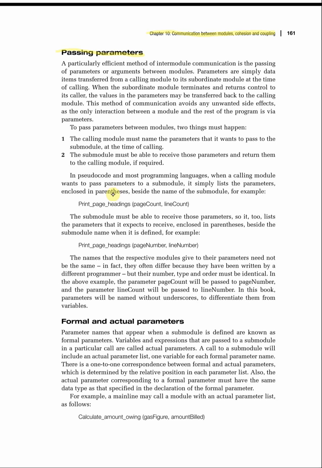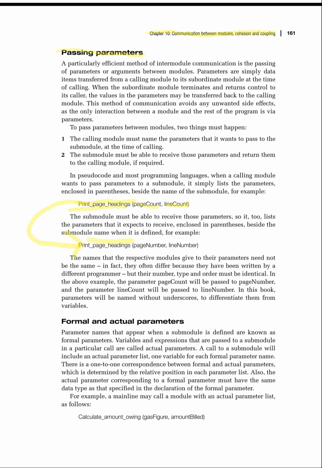So what we are doing is, from inside of our main line, we are going to pass two parameters, page count and line count. And we are going to pass those to print page headings. So what's going to happen is, at that time, we are going to shift the flow of control from our mainline algorithm down to one of our subordinate algorithms. That subordinate algorithm in this case is going to be print page headings.